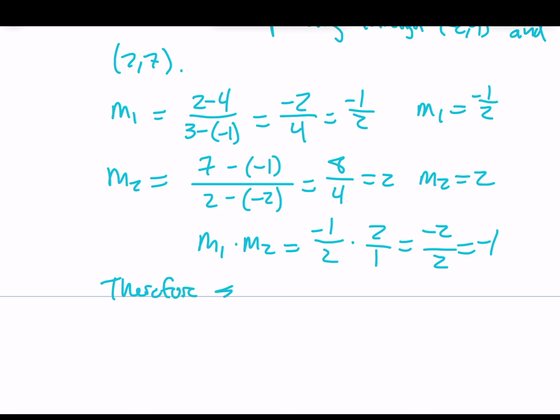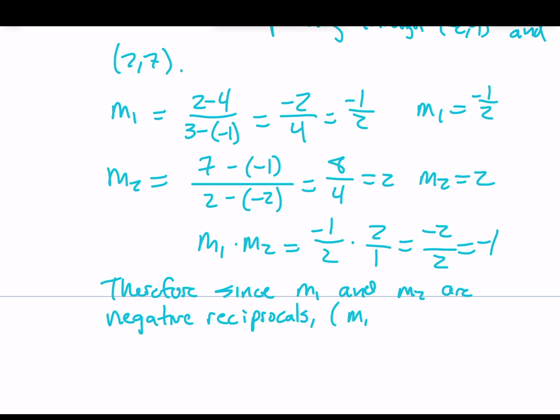Therefore, since M1 and M2 are negative reciprocals, that means that M1 times M2 is equal to -1. The two lines are perpendicular.